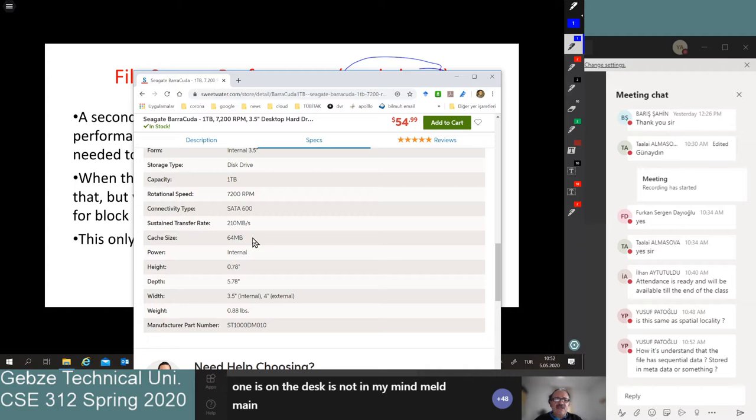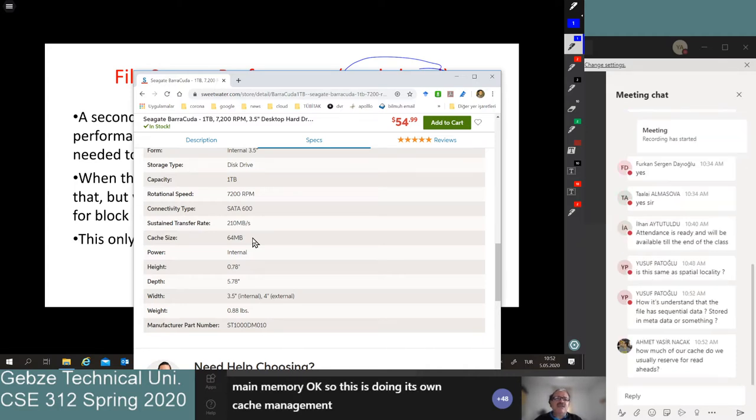So the disk is doing its own cache management. Whenever I ask a disk to read a file for me, the disk might be using this cache to provide the data. The block cache we are talking about is in my memory. So we will talk about this cache when we talk about the I/O.